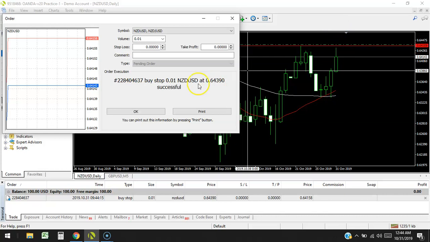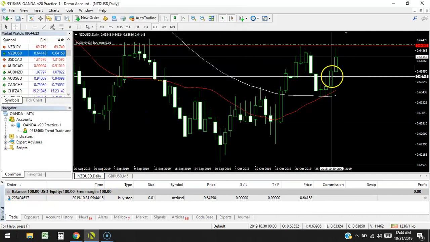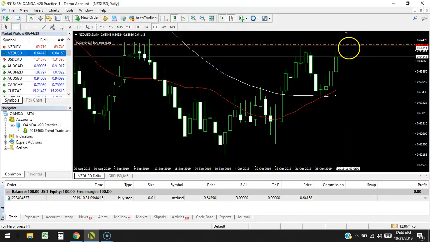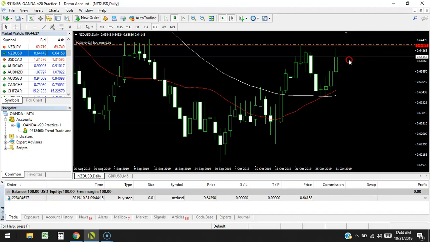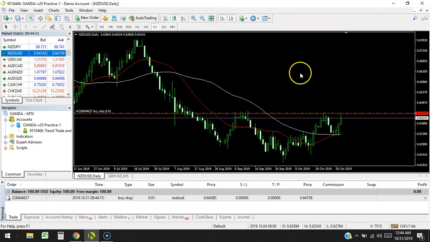So if this trade ever hits or goes up to this line right here, it will automatically open up a buy. And what I'm hoping is that once it reaches up here, it will open up a new trend going up this way like this. I will draw it for you guys so you can see it.